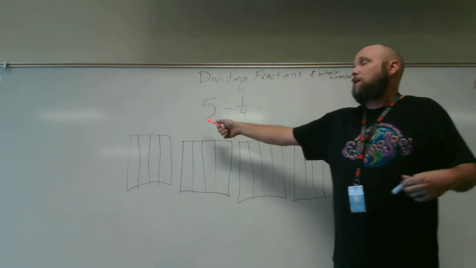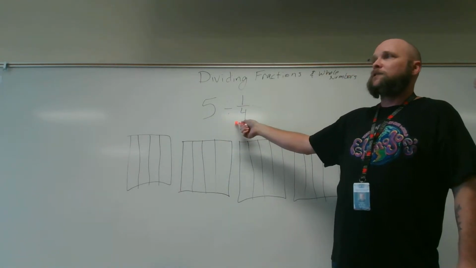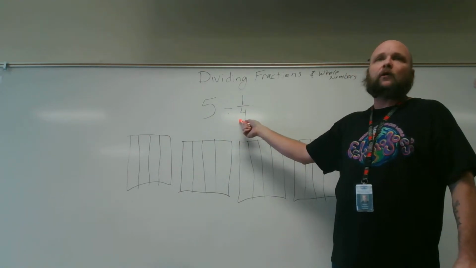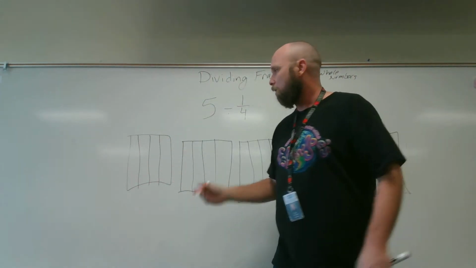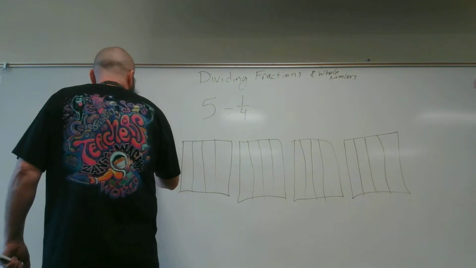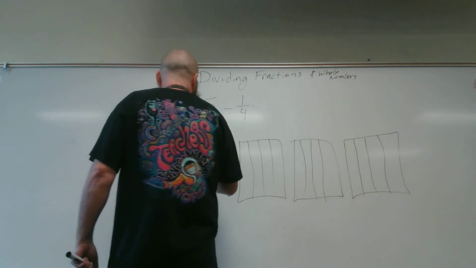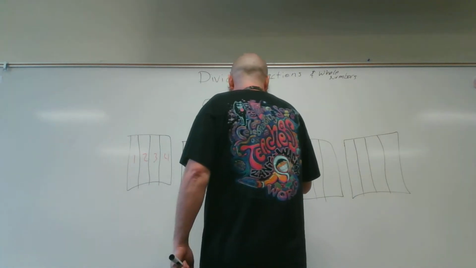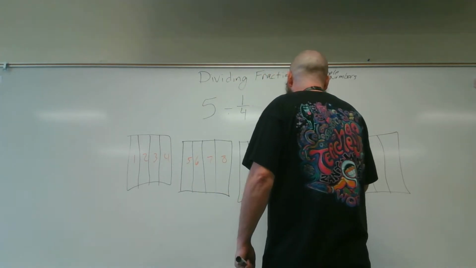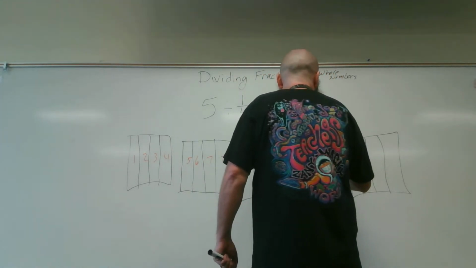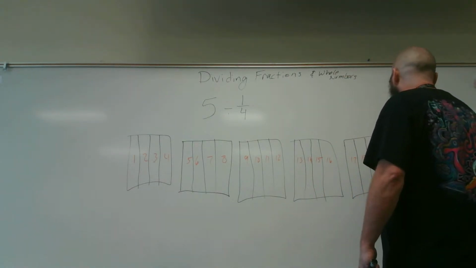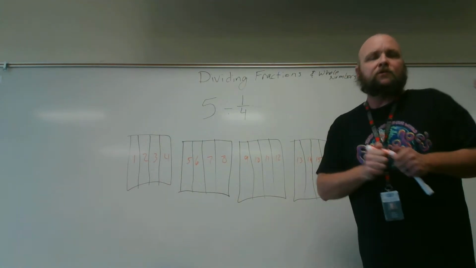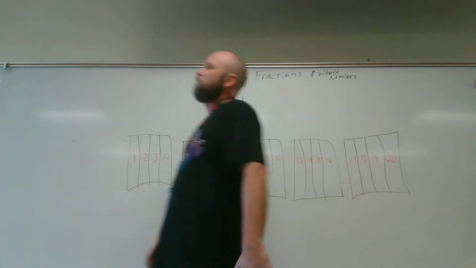Okay, so now we've got 5 pounds. Each time the dog eats, it's going to get 1/4 of a pound. So how many meals is it going to be? Let's see, we've got 1, 2, 3, 4, 5, 6, 7, 8, 9, 10, 11, 12, 13, 14, 15, 16, 17, 18, 19, 20.